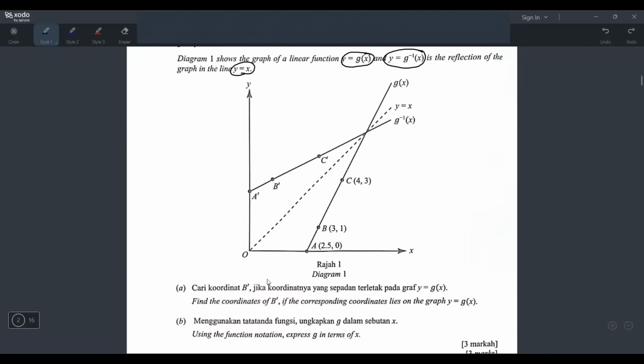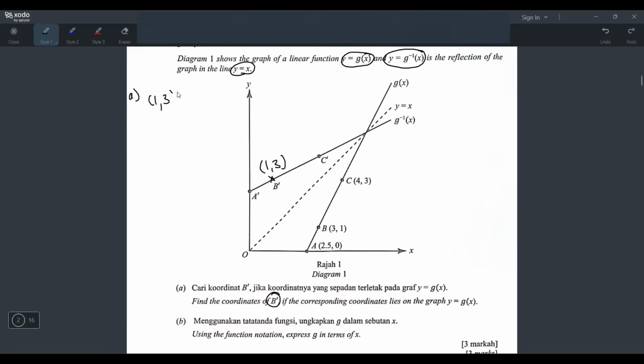Now let's see what they want in part A. Find the coordinates of B prime if the corresponding coordinates lie on the graph y equals g(x). B prime is here. You can see A prime, B prime, C prime are all points on g inverse x, and on the g(x) line they are called A, B, and C. If this is the corresponding point for B, then B prime will be (1, 3), because point B is (3, 1). So the answer for A is (1, 3).